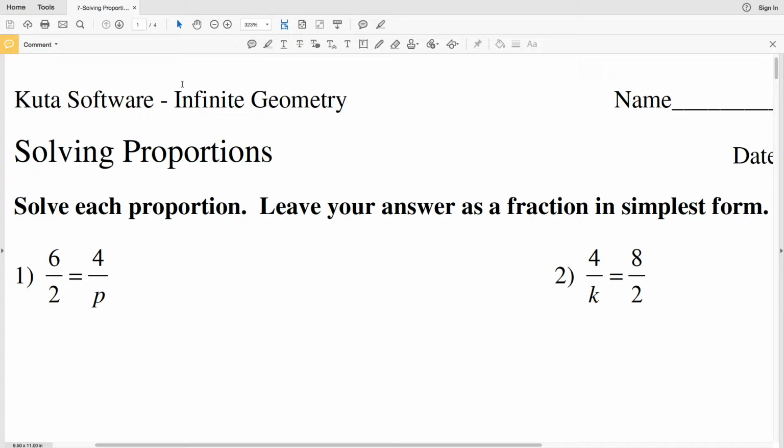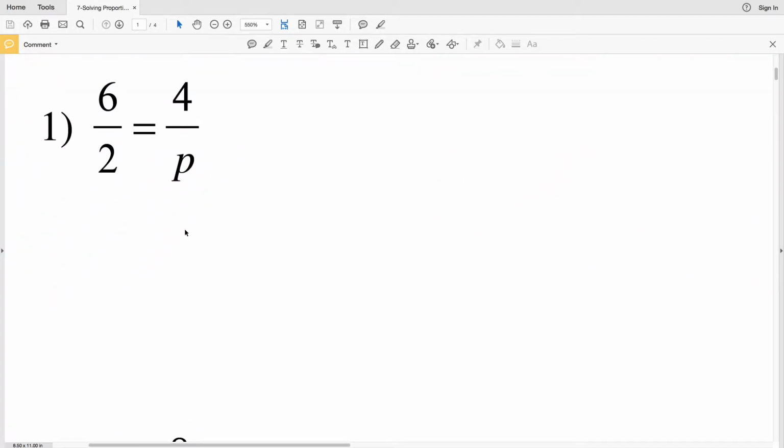Our directions in this section are to solve each proportion. Leave your answer as a fraction in simplest form. In number 1, we can simplify before we solve for p. Notice that 2 goes into 6 evenly. 6 divided by 2 is 3. So we can write this as 3 equals 4 over p.